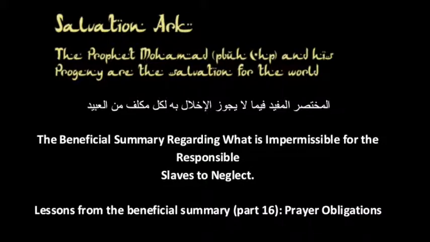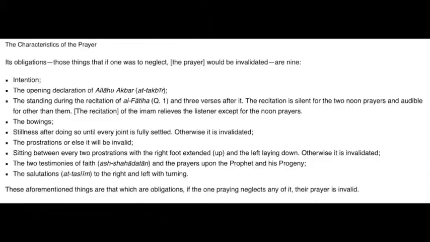That is to say that the ritual prayer will consist of either 2 complete units, such as the dawn prayer, 3 units, such as the sunset prayer, or 4 units, such as the rest of them. During travel, the 4-unit prayers are abbreviated to 2. The author begins by saying, its obligations, that is, those things that if one were to neglect, the prayer would be invalidated, are 9. Al-Azhar mentions that the obligations are 10.